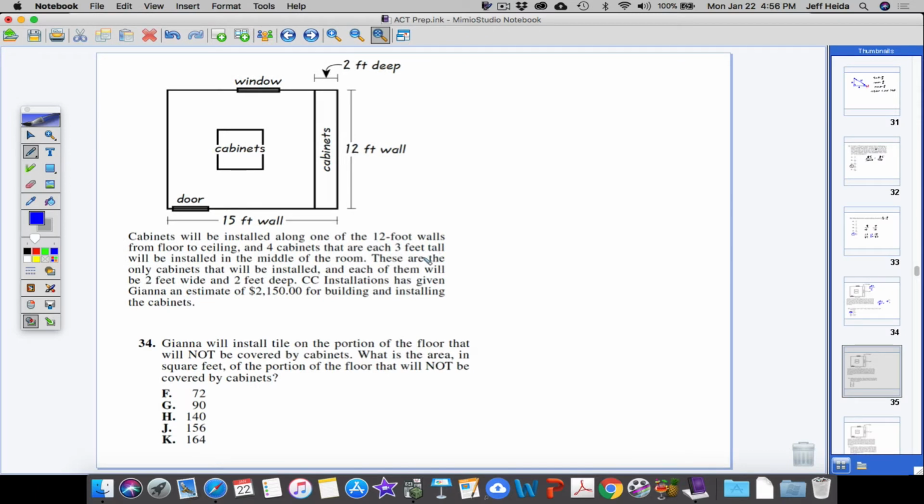Problem number 34. Gianna will install tile on the portion of the floor that is not covered by cabinets. What is the area in square feet of the portion of the floor that will not be covered in cabinets? So over here you have 12 feet by 2 feet, which is 24 not covered in cabinets. And these cabinets here says that there will be 4 cabinets that are 2 feet wide and 2 feet deep. So 4 cabinets. And if each cabinet is 2, that means the total side is going to be 4 by 4. So those cabinets are 4 by 4, which is 16.